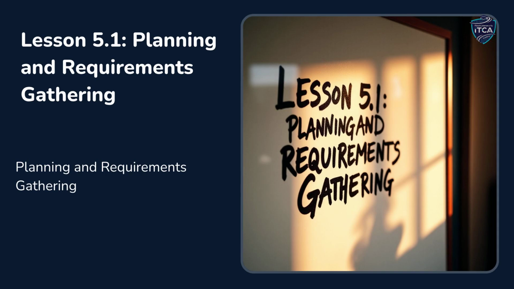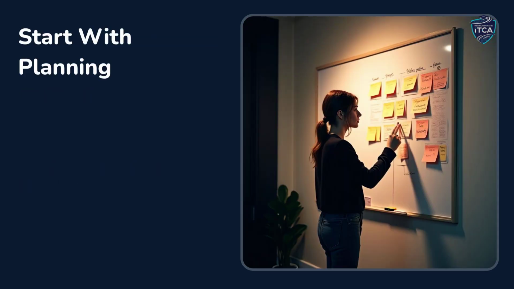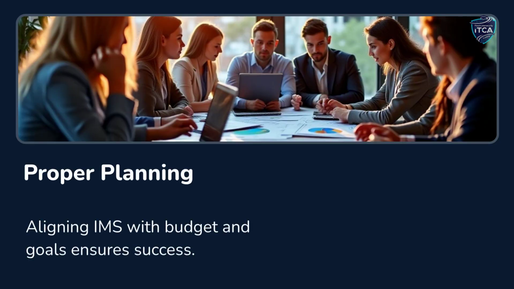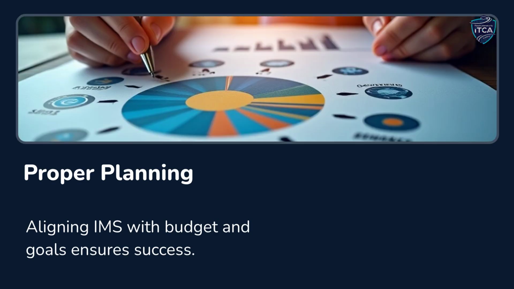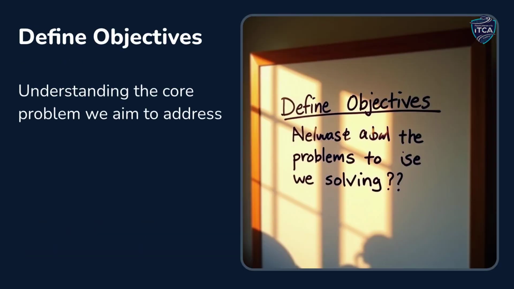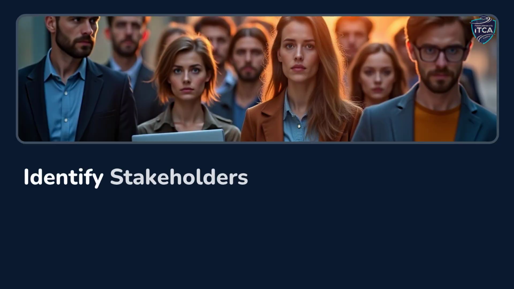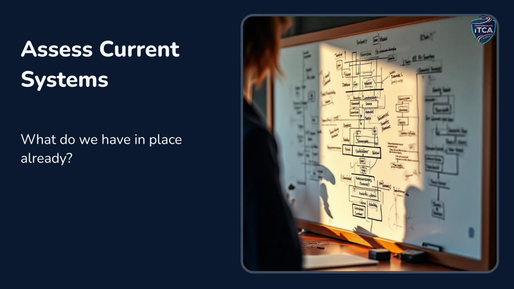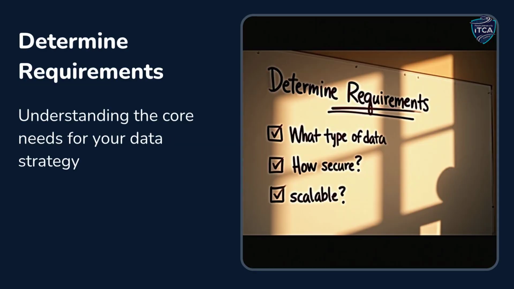Lesson 5.1, Planning and Requirements Gathering. Let's start with planning because, and you've heard this before, failing to plan is planning to fail. When organizations plan properly, they make sure the IMS actually solves the right problems, fits their budget, and aligns with their goals. Here's the process. Define objectives. What problem are we solving? Identify stakeholders, IT teams, managers, end users, everyone who will be affected. Assess current systems. What do we have in place already? Determine requirements. What type of data?